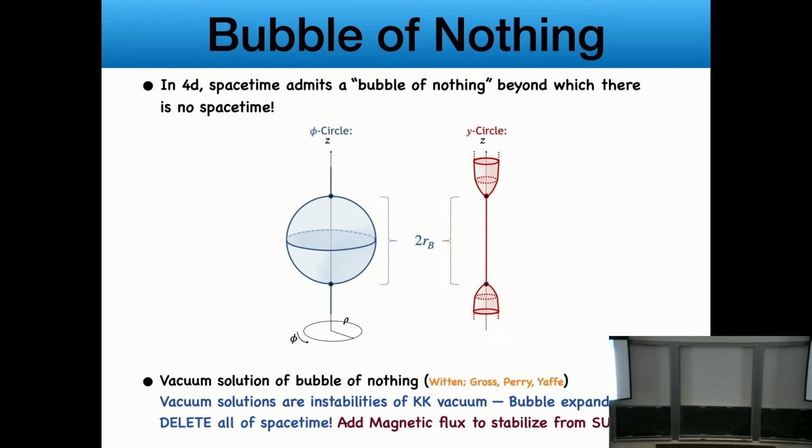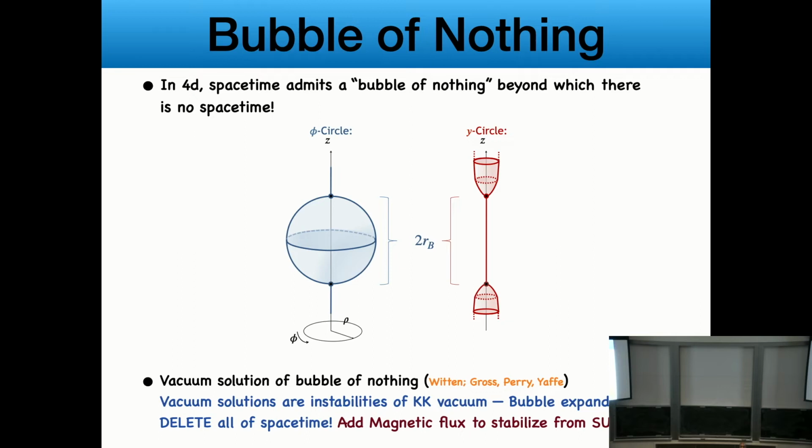So this thing, when it exists, was known as the bubble of nothing, and it's been known for a while, back in the 80s. In fact, it's an instability that exists whenever you have extra dimensions. You can have these bubbles that nucleate, and they literally delete all of space-time, because beyond this region there is no meaningful physical space-time. There is nothing in the purest definition of nothing. If you have just a vacuum space with no energy and matter, these things could actually be nucleated in Kaluza-Klein theories. And when they are nucleated, they just expand, and they delete all of space-time.